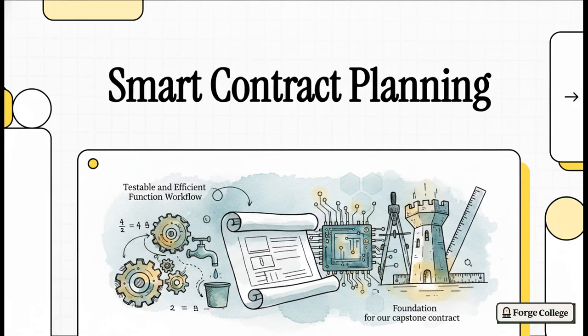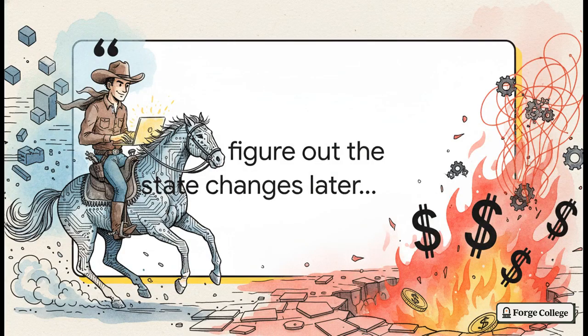Let's get into it. I'll just figure out the state changes later. Yeah, said the broke developer. We've all been tempted by that cowboy coder trap, right? You know the exact feeling. You just want to start mashing the keyboard and figure out all the complex state changes on the fly. But guys, winging it on the blockchain isn't just a bad habit. Your mistakes literally cost real gas and real money. A bug here isn't just some Tuesday morning glitch you patch over coffee. It's a permanent financial disaster.